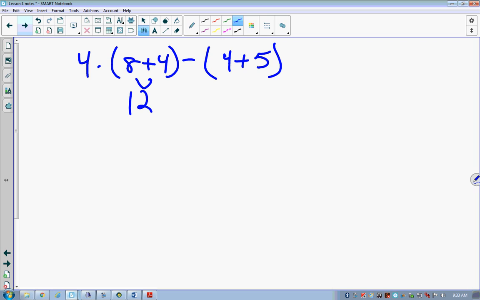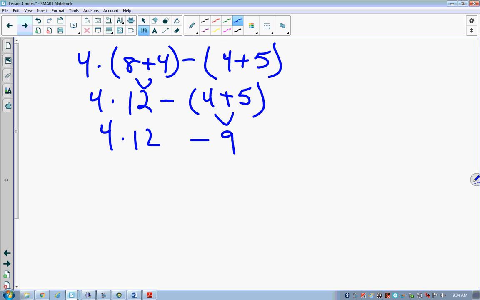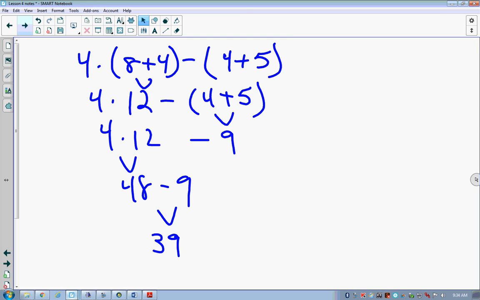12. Okay, so I have 4 times 12 minus, parentheses, 4 plus 5. What's next? Okay, so he says 4 plus 5 is 9, so we want the other set of parentheses. So we got 4 times 12 minus 9. Okay, what's next? 12 times 4. 48 minus 9. 30, not 1, 30, 39. Yep, 39. Okay, double check. 39 is correct. Okay, so that's 1.